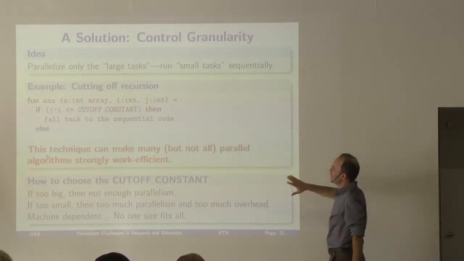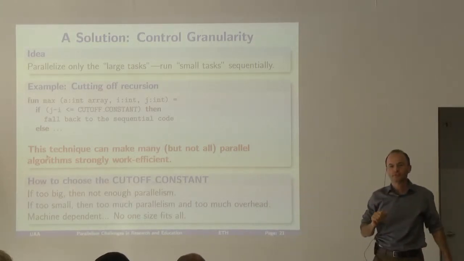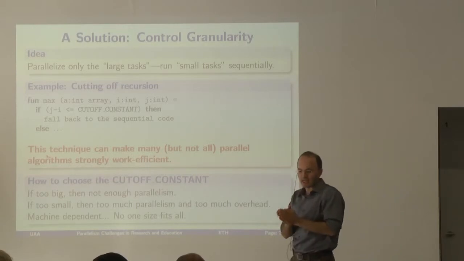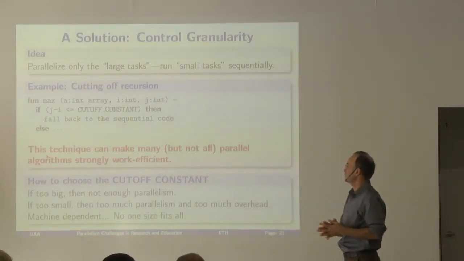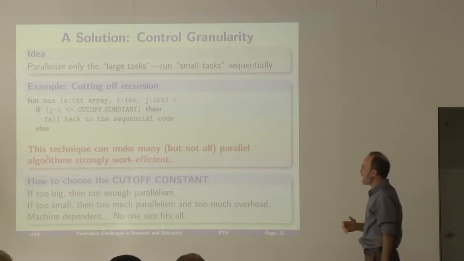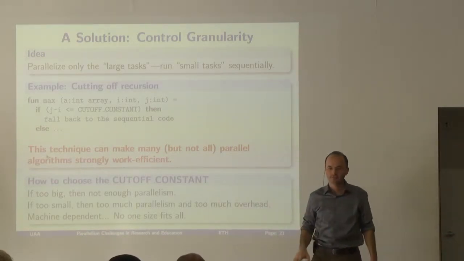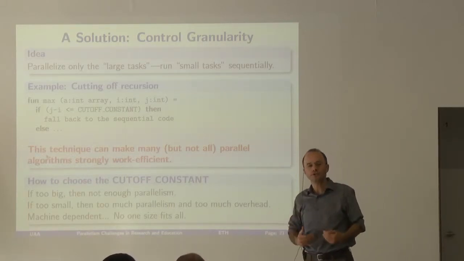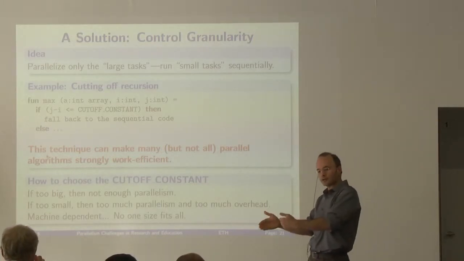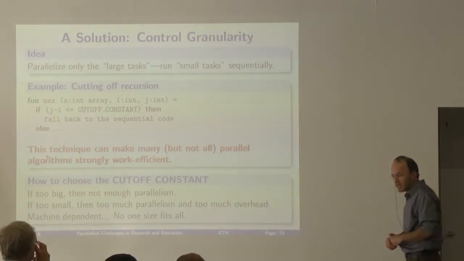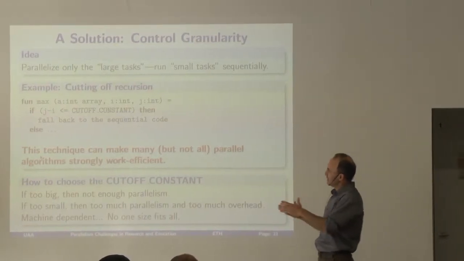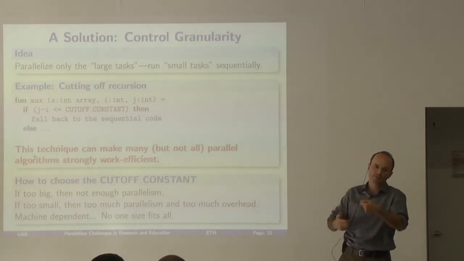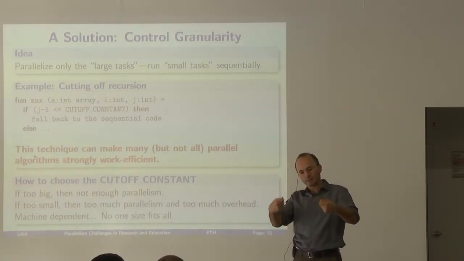It turns out this technique can make many, but not all, parallel algorithms strongly work efficient, meaning that using this technique, you can get execution times comparable with serial. Now, the question is, how do you choose this cutoff constant? You can guesstimate, you can say 10, 100, whatever you choose today on this particular machine is probably not going to work on some other machine. And it turns out it's actually a lot deeper than it seems. It's also context dependent. Sometimes it's possible to solve this problem in a particular context.